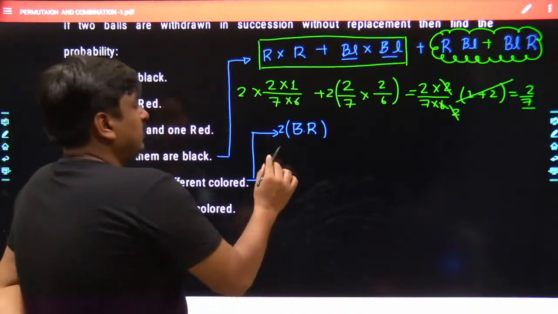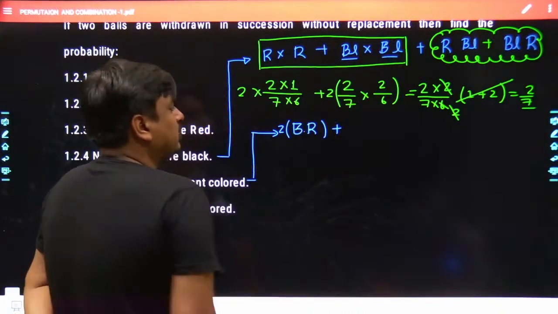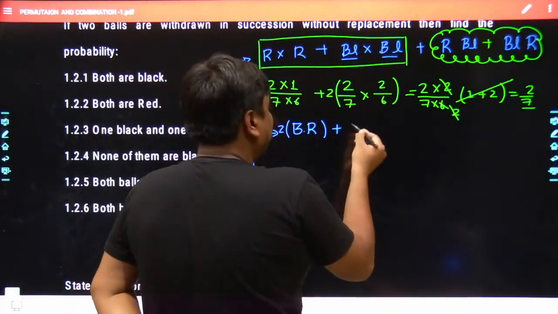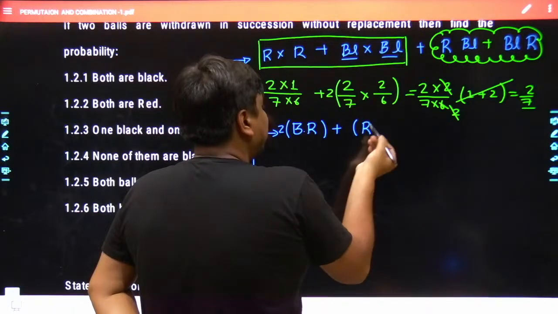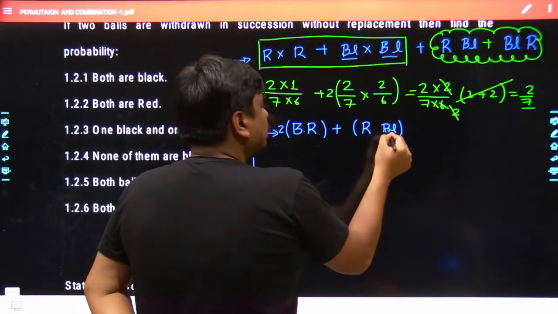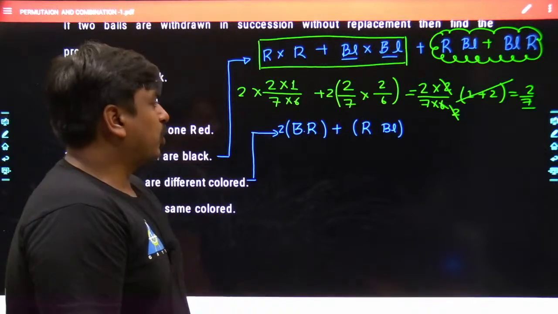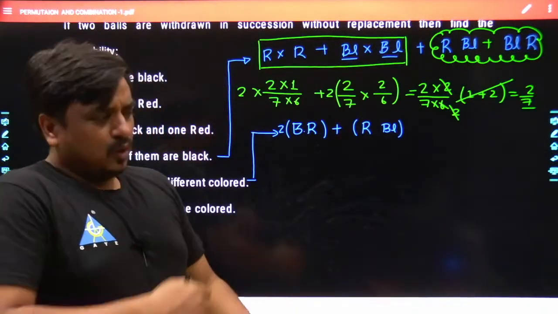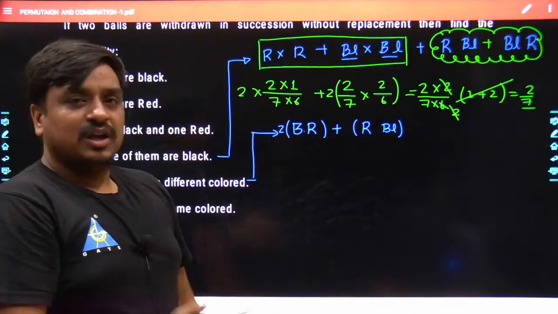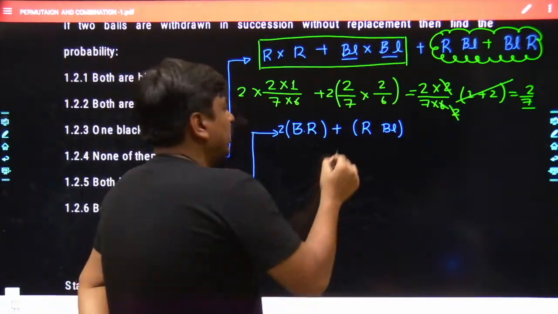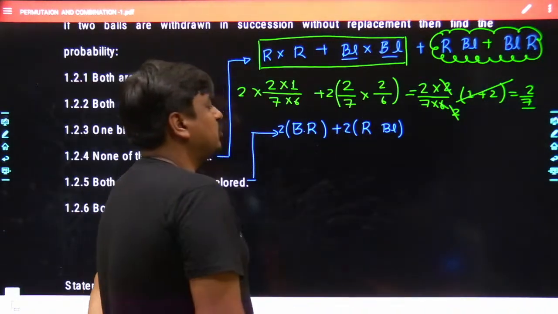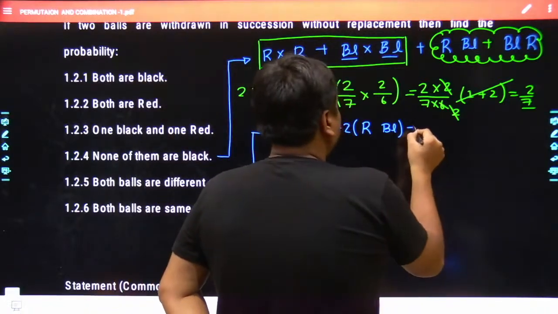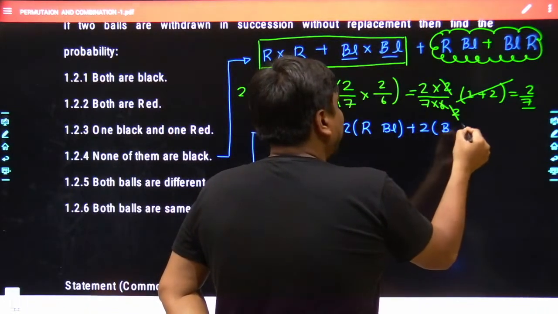Agreed? Similarly, OR. Here the OR would come. Now instead of black and red, if I have taken the pair of red and let's take blue, here also the sequence would come into the picture. If the first ball is picked up as red and the second ball picked up is blue, or if the reverse is the sequence, it makes 2 different scenarios. Once we add them together, definitely the 2 is going to get multiplied. And similarly, the same thing would go with 2 times blue and black.